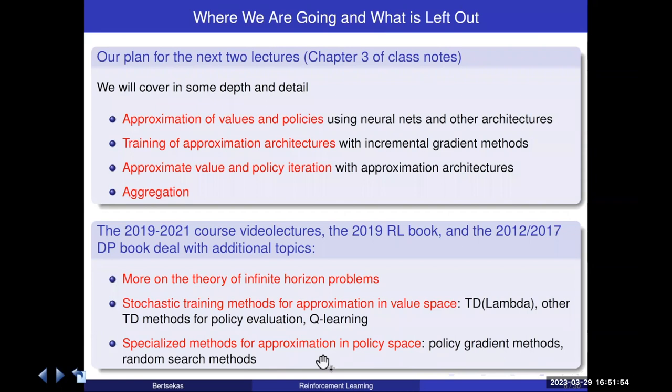Policy gradient methods and also random search methods are used to train policies. In our context, they could be used to provide a base policy for rollout or for approximation in value space, but they also could be used by themselves as standalone policies. They are not as good as the ones that we get in multi-step look ahead because there's no cost improvement. On the other hand, they may be good enough to be used in a particular context.